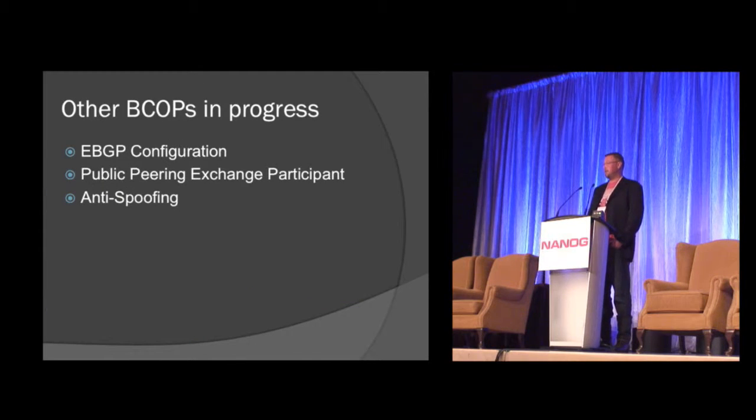I tried to get some updates for a few of these and had a hard time reaching a few of the authors to get an update prior to this, but there's progress still on EBGP configuration, public peering exchange participants, and anti-spoofing. I know I've seen some list traffic about it, but I couldn't quite get a summary of updates relatively quickly, so I've just listed these as bullets.